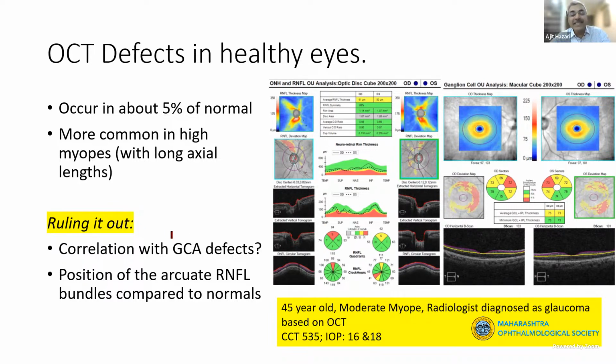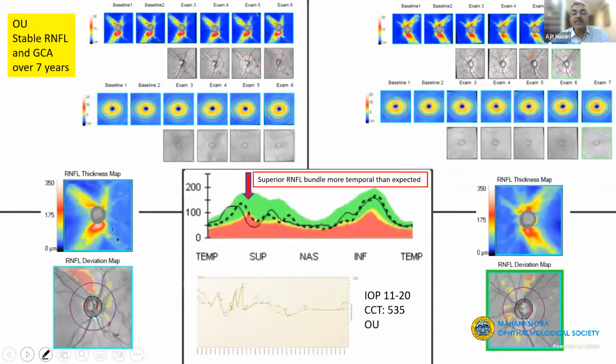So correlation with GCA defects is one way how you can rule out defects in healthy eyes.